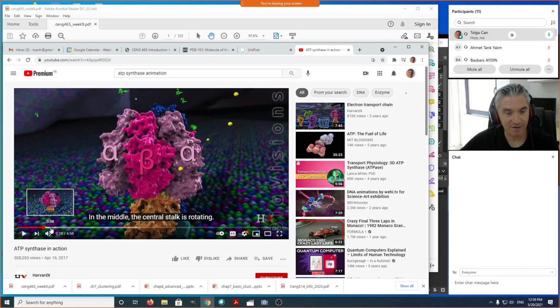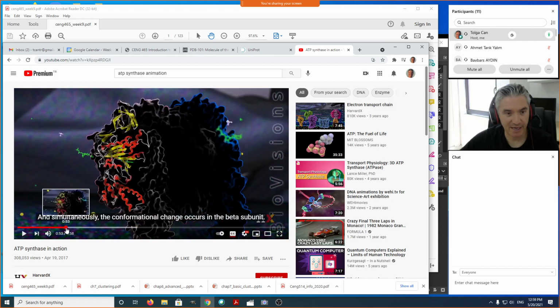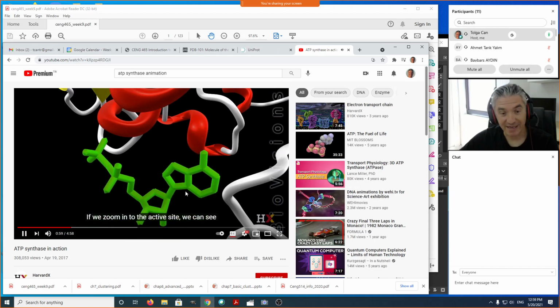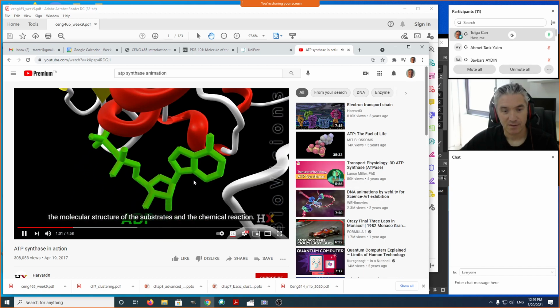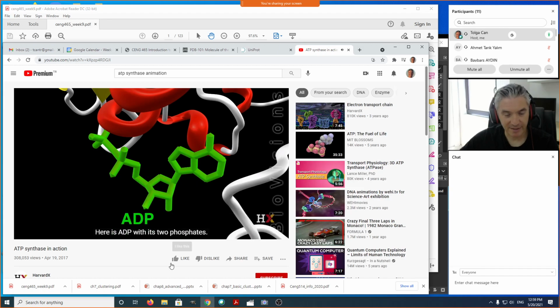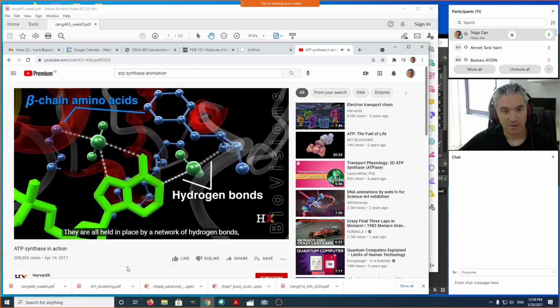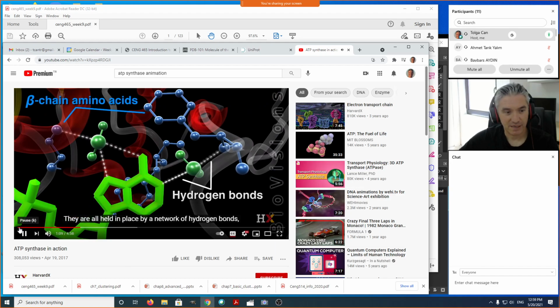Okay, and the way it does this, let's again zoom here, is active site, we can see the molecular structure of the substrates and the chemical reaction. Here is ADP with its two phosphates. They are all held in place by a network of hydrogen bonds mediated.